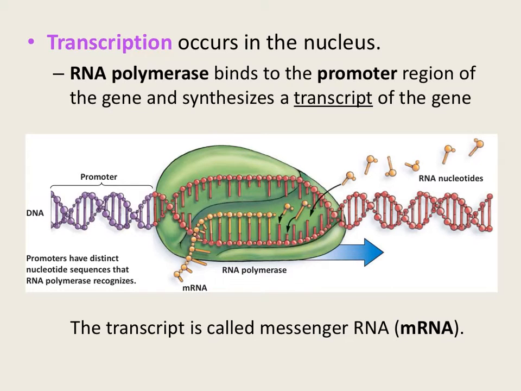Now, the thing is, there's something called RNA polymerase that binds to the promoter region of a gene and then synthesizes a transcript of that gene. So here we have this promoter. So right here is the DNA being transcribed into RNA. Here's a promoter region.